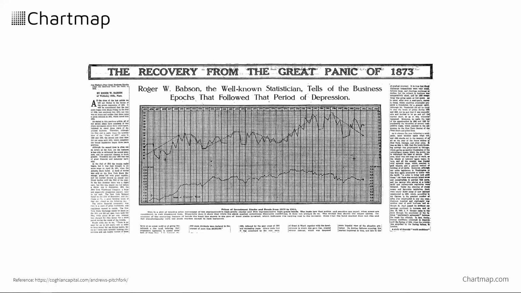Roger Babson invented what he called the normal line, which is shown here in this old news article of one of his published charts. So you can see these lines here. These are his normal lines. And he became very popular after he made some pretty bold market predictions that ended up actually coming to fruition. In 1929, he predicted a significant market crash, and then literally a month later, the Black Tuesday crash happened, which signaled the beginning of the Great Depression.